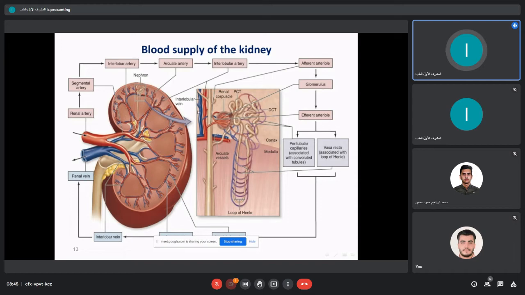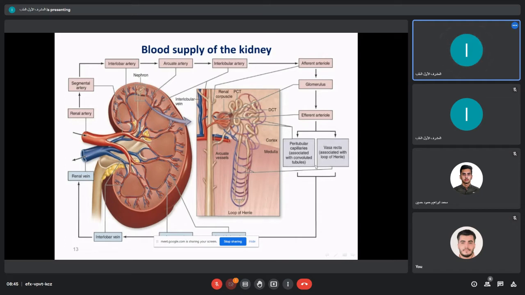The efferent arteriole that has left the glomerulus will branch again to form a network of capillaries that is closely related to the proximal and distal convoluted tubules. This branching capillary network is called the peritubular capillaries. Further branches extend into the medulla as tassel-like bundles of capillaries called the vasa recta, which is closely related with the loop of Henle and also the collecting duct.